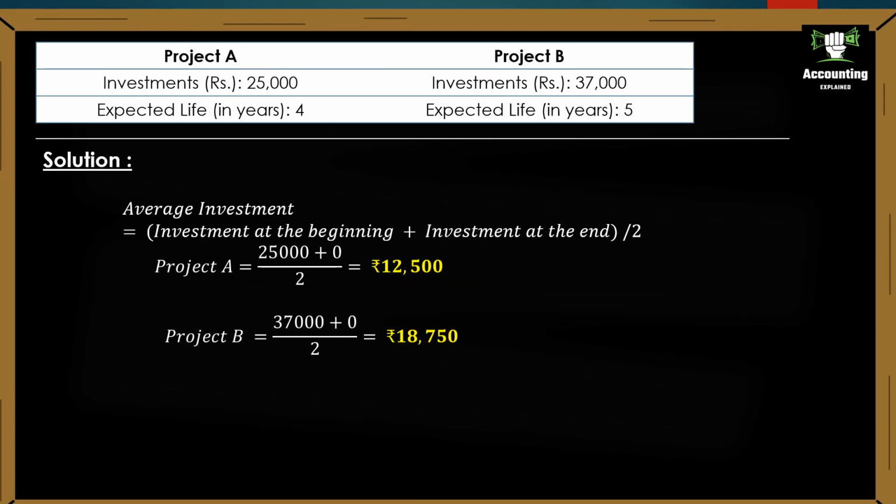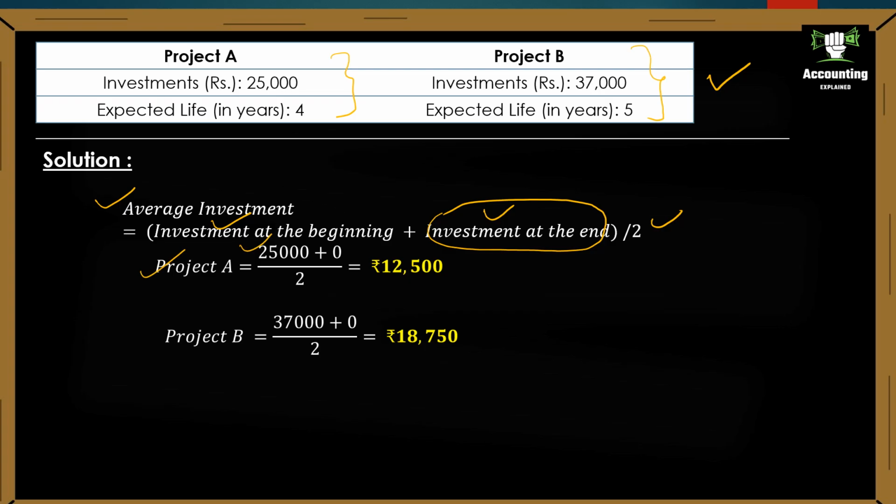Next step is to find out the average investment. This is taken from the question. So average investment is equal to investment at the beginning plus investment at the end divided by 2. If we have any investment at the end of the project, that should be added and both the things should be divided by 2. Obviously from the question there is no investment at the end. So there is only one investment.